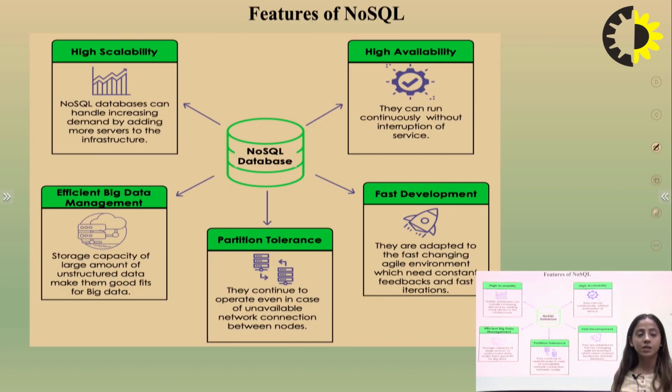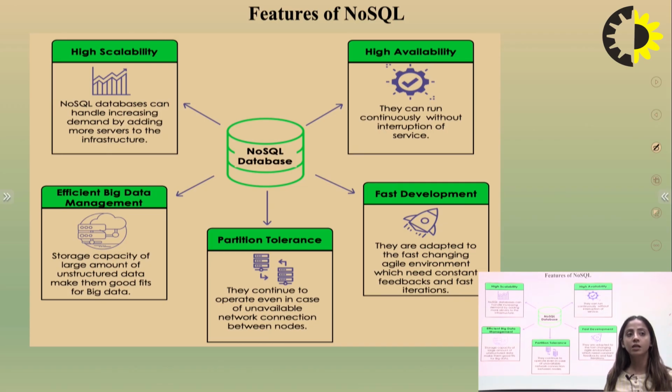Now, what are the features of NoSQL? First of all, it is high scalability. NoSQL databases can handle increasing demand by adding more servers to the infrastructure. High availability. They can run continuously without interruption of services. Efficient big data management. NoSQL databases have a storage capacity for a large amount of unstructured data, making them good fits for big data.